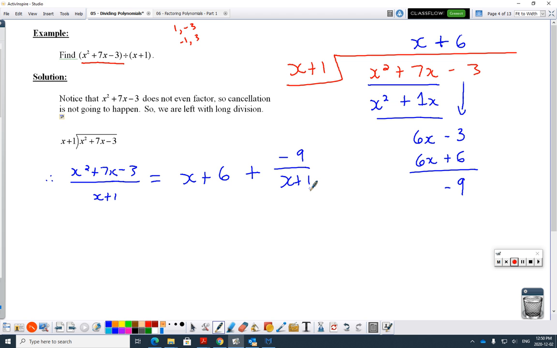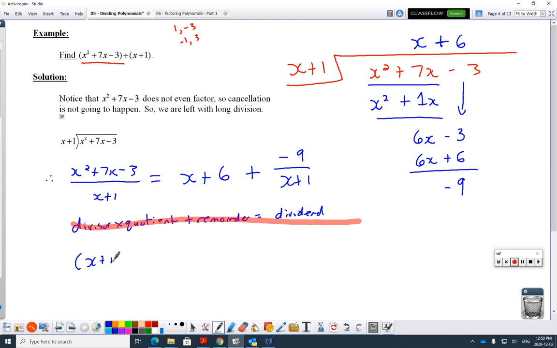There's another way to write it. The other way to write it is using this sentence from before. Divisor times quotient plus remainder equals dividend. And I'm going to highlight that sentence again because that thing's going to come up and haunt you if you just don't get it memorized at some point here. And you just write in the things. You say, okay, so the divisor was x plus 1. The other way to write the answer is, therefore, x plus 1 times the quotient, x plus 6, plus the remainder, negative 9, that equals the dividend, x squared plus 7x minus 3.